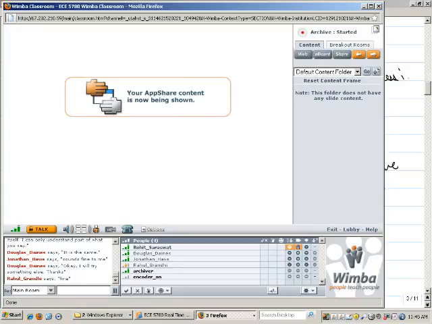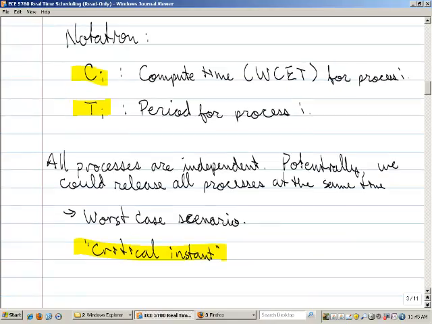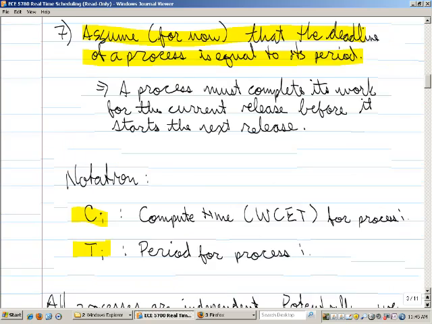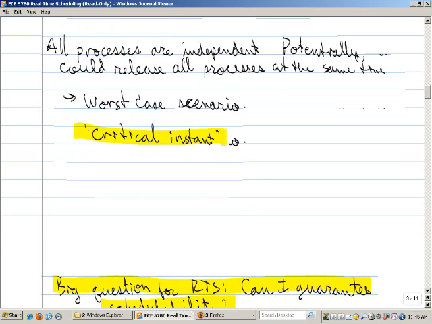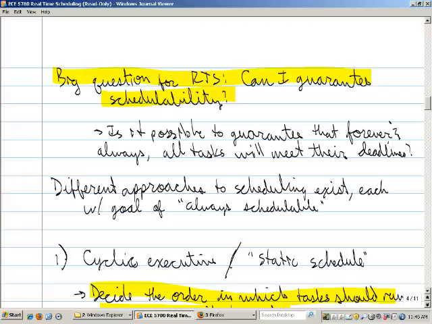Okay, well, let's talk about that just now. So last time Dr. Inks talked about the big question in RTS, can I guarantee schedulability? So let's think about what schedulability is. If you have n number of processes and you want to run all of them, and let's say you throw all of them at the processor at the same time, what's the processor going to do? Thinking about a single core processor, can it run everything at the same time? No. So which one will it pick?